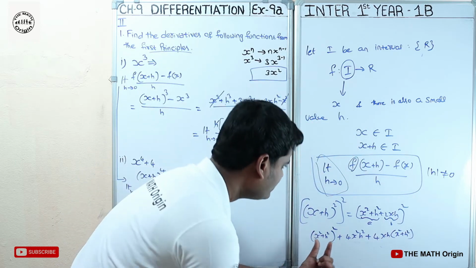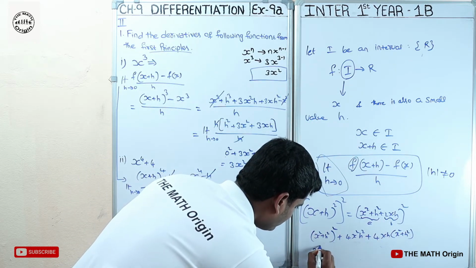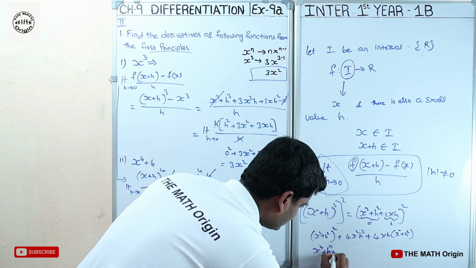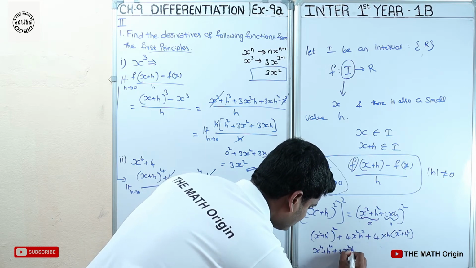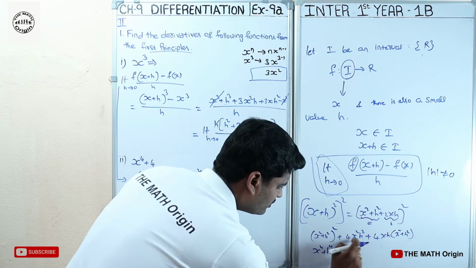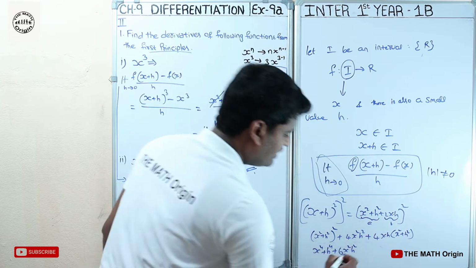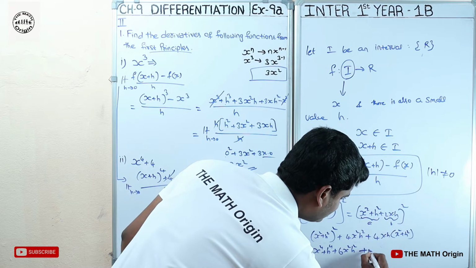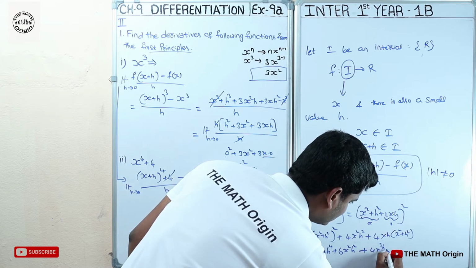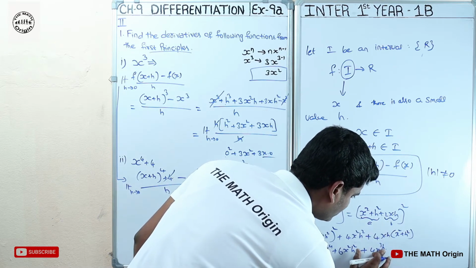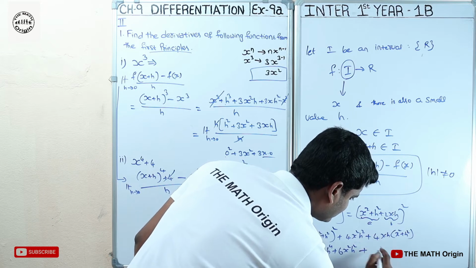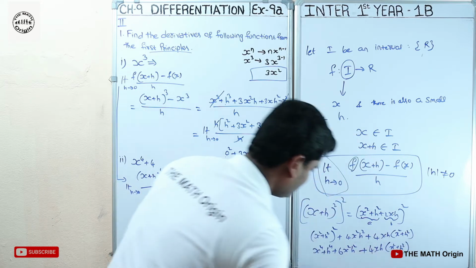Now let's simplify this further: x power 4 plus h power 4 plus 2 x square h square, and also 4x square h square, which gives 6 x square h square, plus 4x cube h, or else let's write it as is: 4xh into x square plus h square.